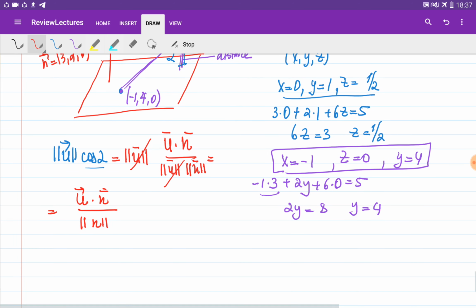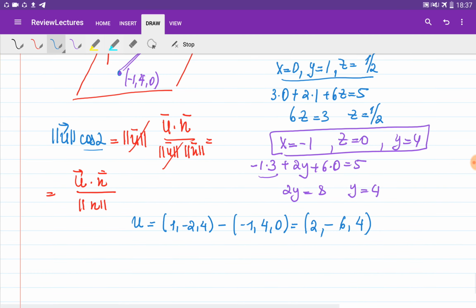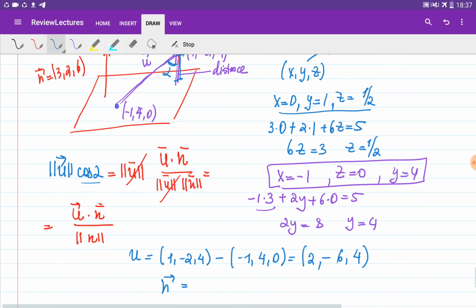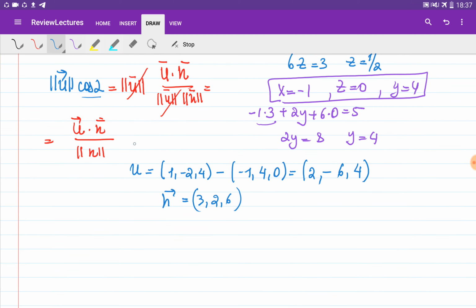So now let us find u first of all. So u is going to be, when we subtract the starting point from the ending point, minus 1, 4, and 0. This is going to be 2. Minus 2 minus 4 is minus 6. 4 minus 0 is 4, right? And our normal vector is given with the components 3, 2, and 6. So we just need to substitute everything into this formula.